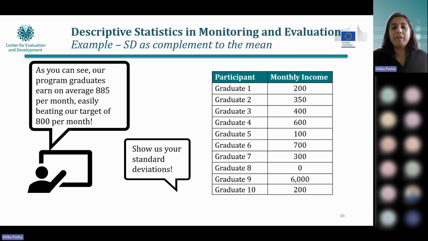So while we will be very confidently saying, hey, look, we achieved our program goal, if someone was to ask you, show us your standard deviations, this would be bad news. And more importantly, if someone would have access to the data, you would obviously observe that this one value has driven up all of your mean.